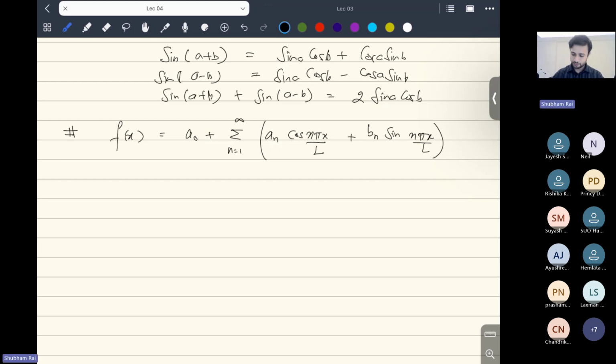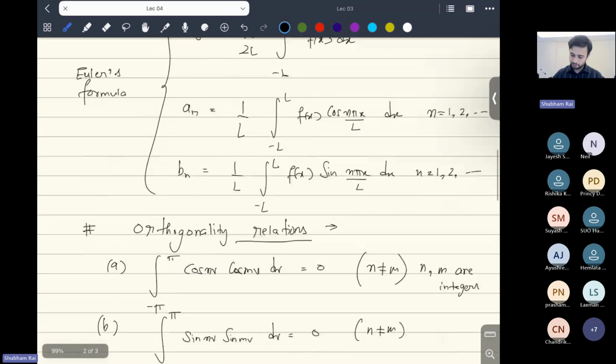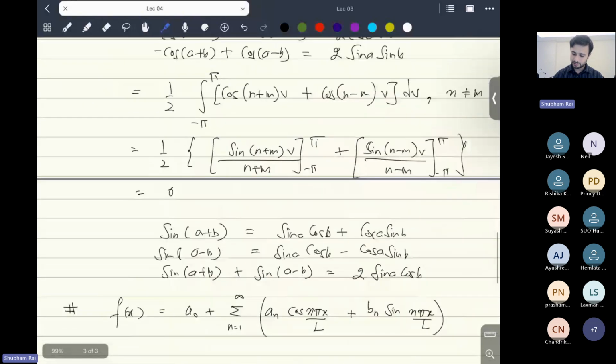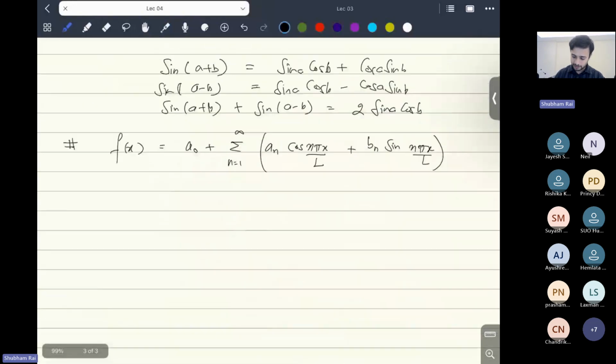So firstly, we need to find a0. So for a0, if you see from here, we have integrated our function from minus L to L, right? So let's do that. So if we integrate this series from minus L to L, this was for the first coefficient a0, how to find a0. So we will integrate our function from minus L to L.